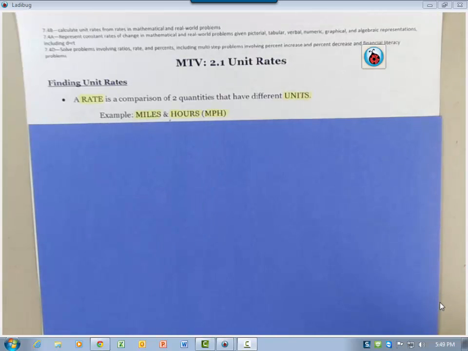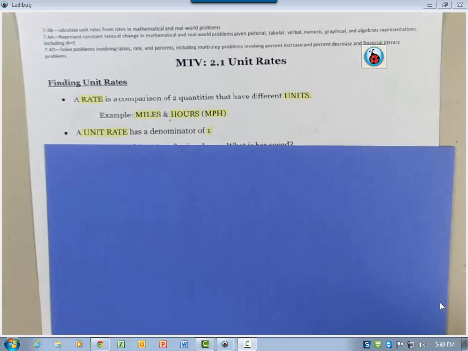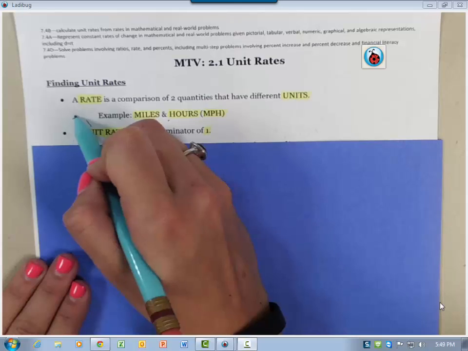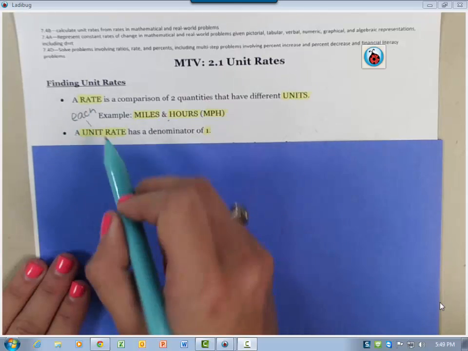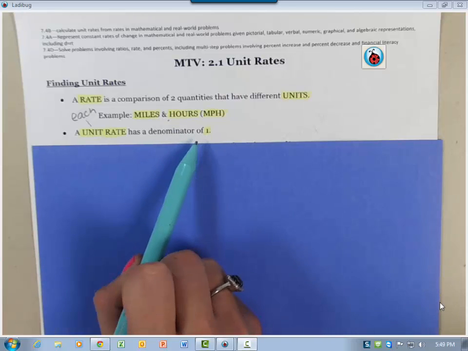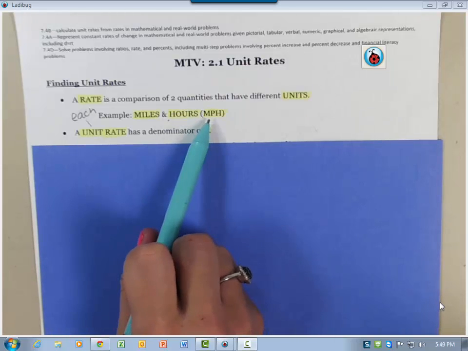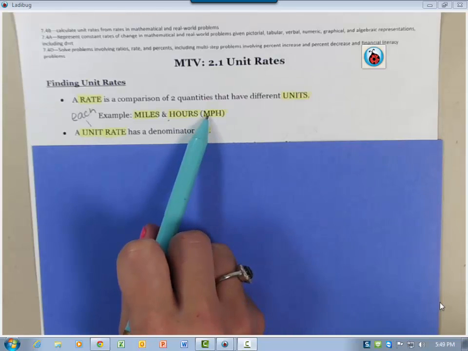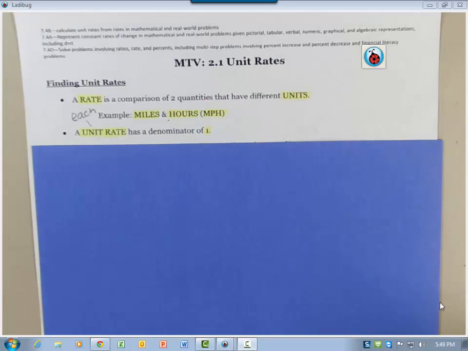Alright, then we have a unit rate. A unit rate is talking about a single item. So we're going to say each item has a denominator of 1. So if we're talking about miles per hour, it means how many miles did we go in 1 hour? How many feet did we go in 1 hour? Something with 1 at the end, 1 in your denominator.